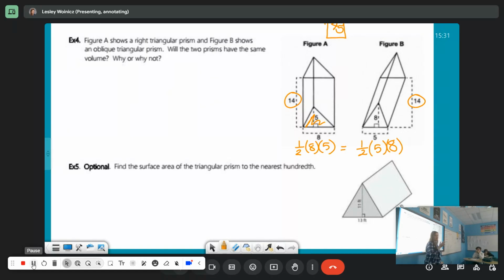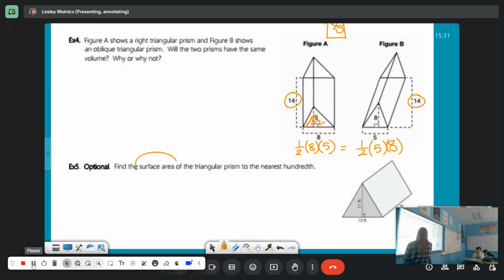The tricky part that I would like to talk about really quick is the surface area. When I look at this, it is really tempting for me to think that this is an equilateral triangle base. Do I have any information that tells me it's an equilateral triangle base? No. So you got to be careful with those kinds of assumptions.